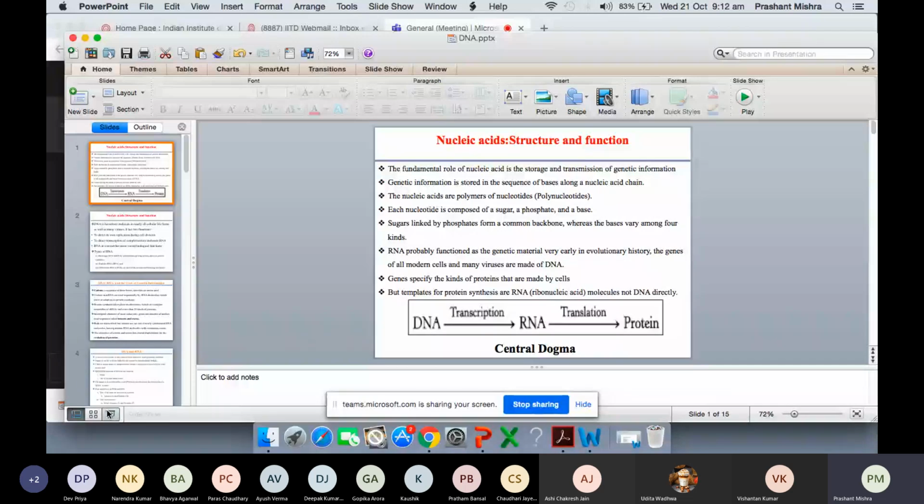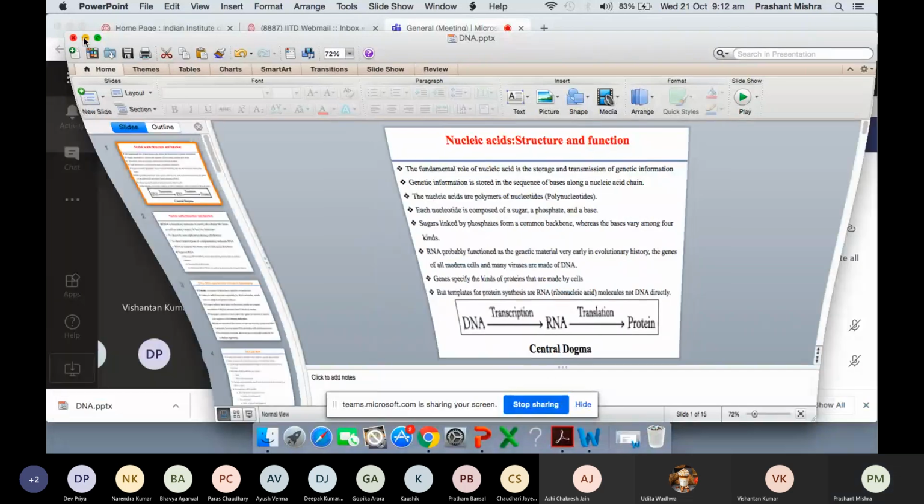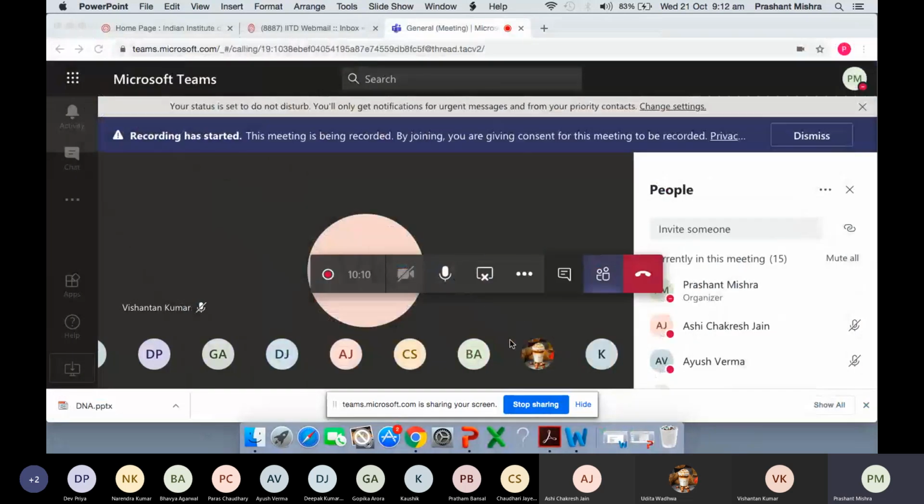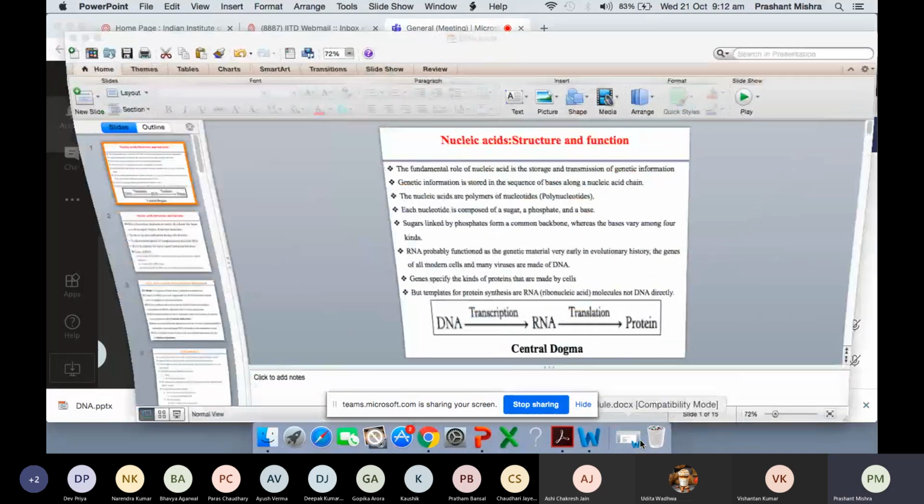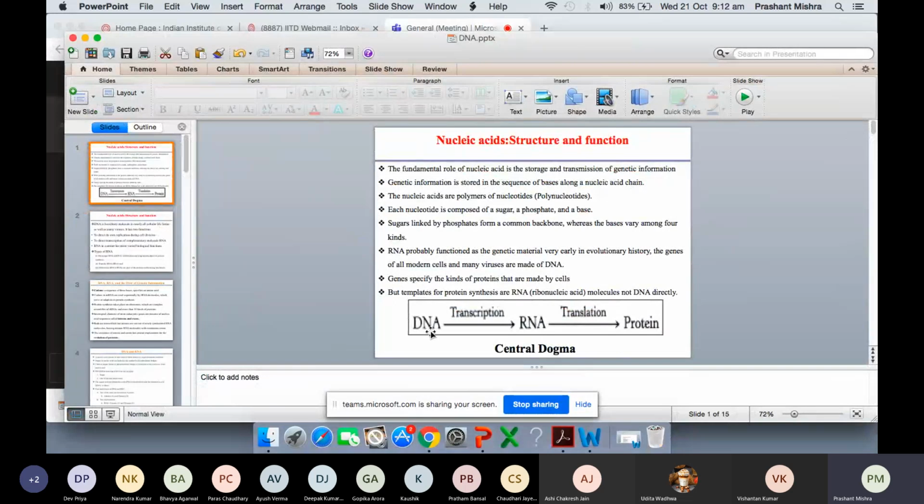I have given you a very interesting point, which is called the central dogma. What this central dogma means is that earlier it was thought that the information will move only from DNA to RNA and RNA to proteins. But there is an exception. Now we have learned that the information could also flow from RNA to DNA. So what should we call it when I convert RNA into DNA? Reverse transcription.